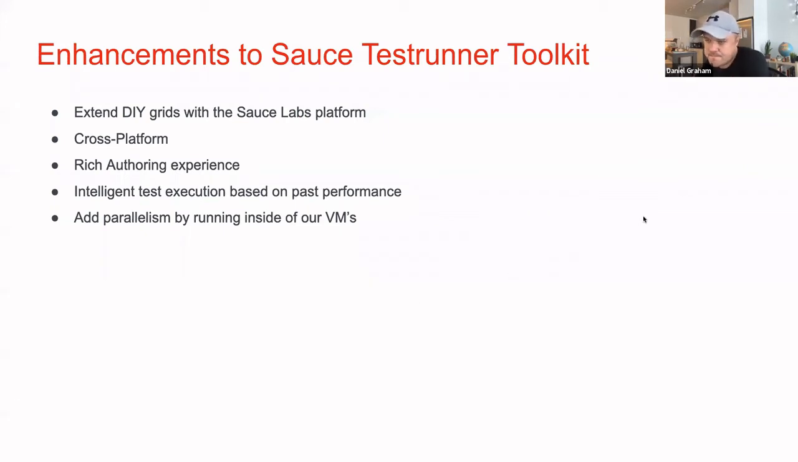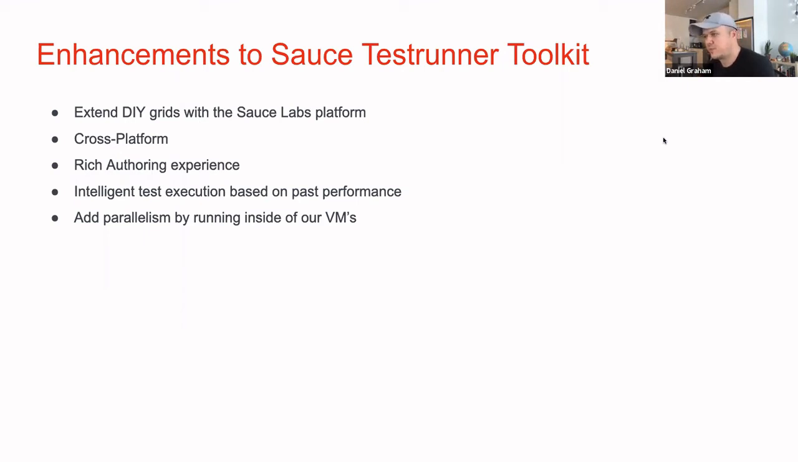Right, so some of the plans we have for enhancements to Sauce Test Runner Toolkit is we're going to extend DIY grids with the Sauce Labs platform. So basically the idea behind that is we provide a grid of virtual machines for your browser and mobile testing needs, but we understand that many of our customers want to use their own do-it-yourself grids. So with Sauce Test Runner Toolkit, the plan is to support that. So you can use your own DIY grids, but then use Sauce Labs to upload assets and to give you some more insights into how things work.